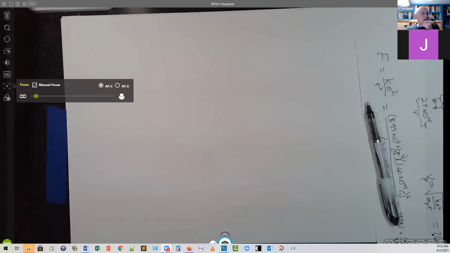What screen do I have that thing showing on? Okay, screen 2, I guess. Yeah, I'll just use that. Okay, so hopefully now you see a pen sitting there on a piece of paper. If not, holler, but that should be what it is.